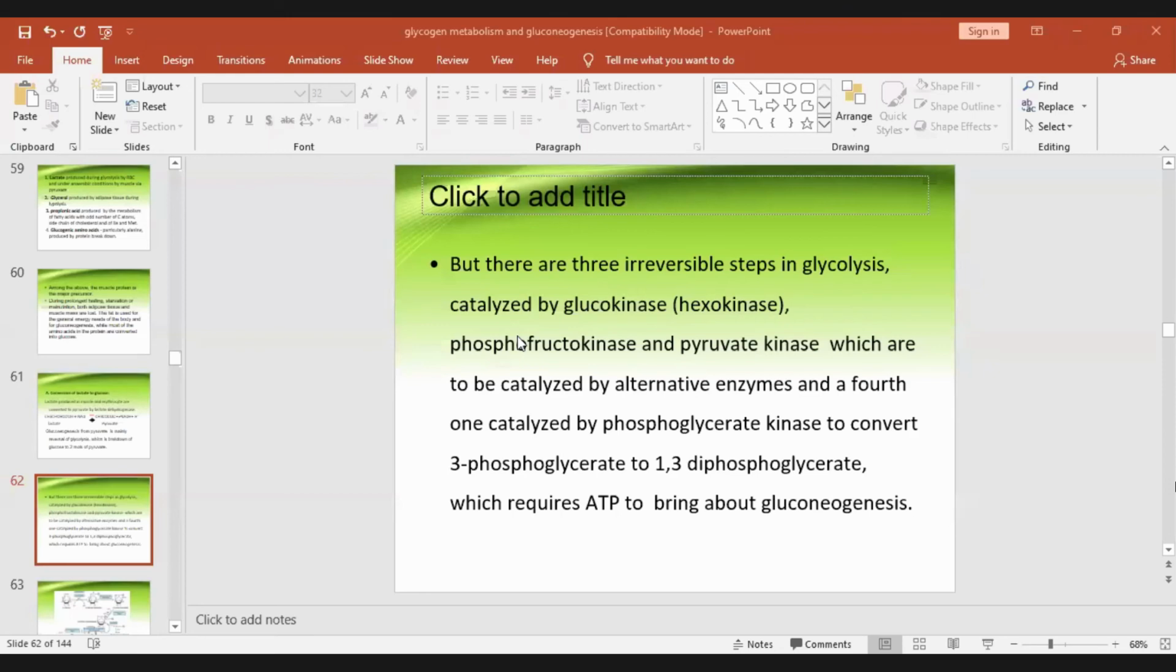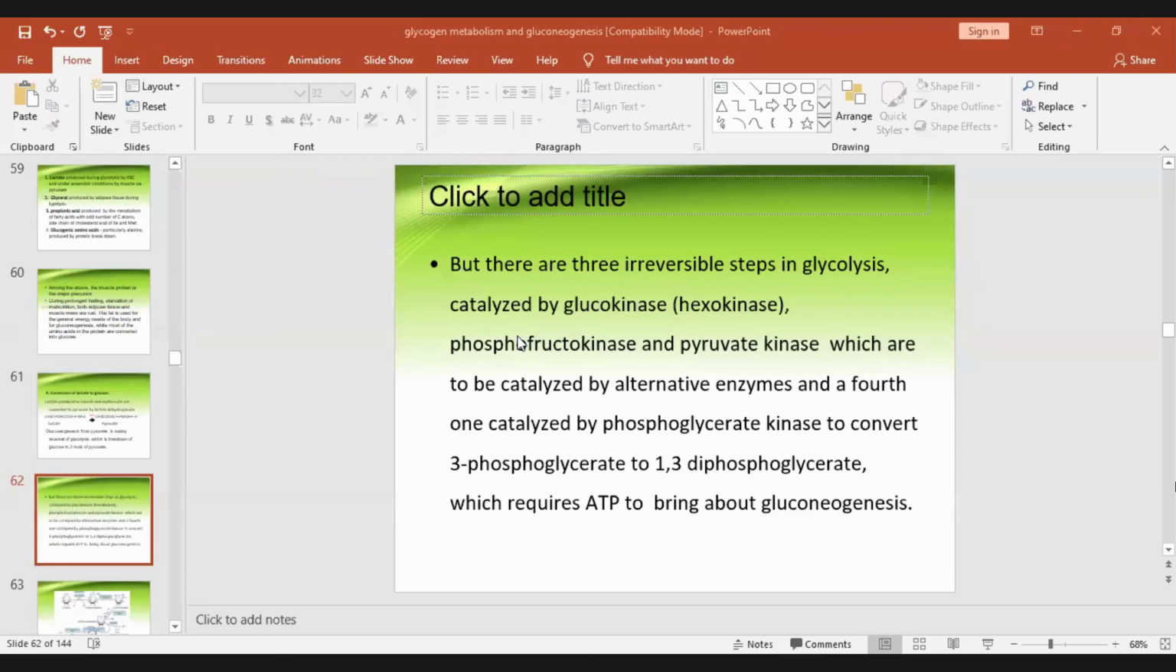Energetics of gluconeogenesis. You learned that 4 irreversible enzymes are necessary for gluconeogenesis. What are they? Pyruvate carboxylase, phosphoenolpyruvate carboxykinase, fructose 1,6-bisphosphatase, and glucose 6-phosphatase. This you should always remember: the 4 irreversible enzymes of gluconeogenesis are pyruvate carboxylase, phosphoenolpyruvate carboxykinase, fructose 1,6-bisphosphatase, and glucose 6-phosphatase.